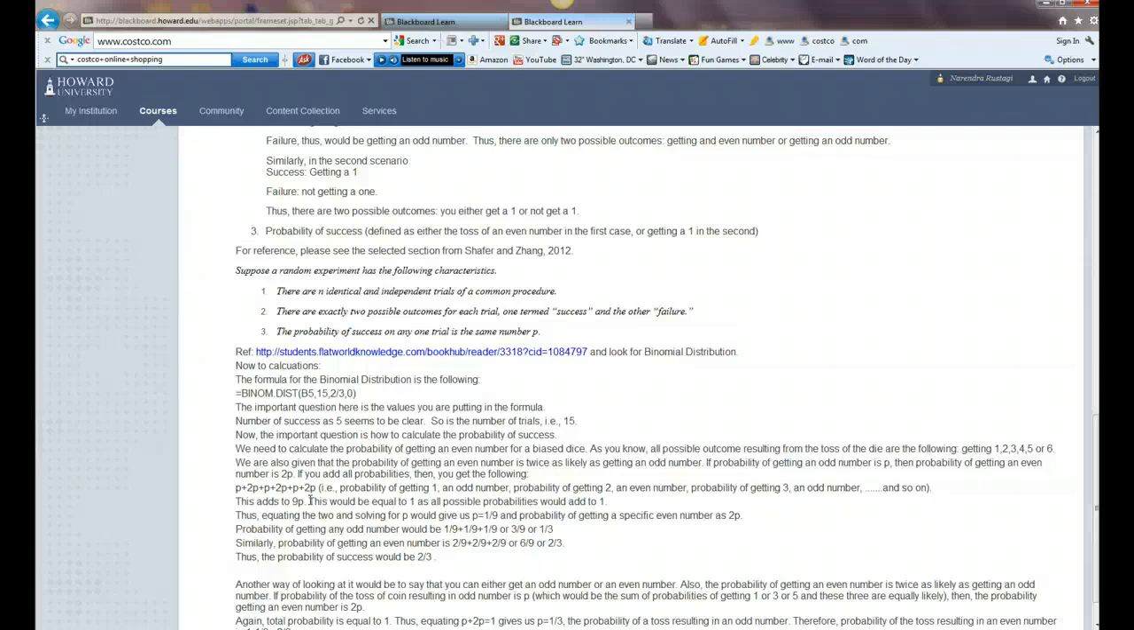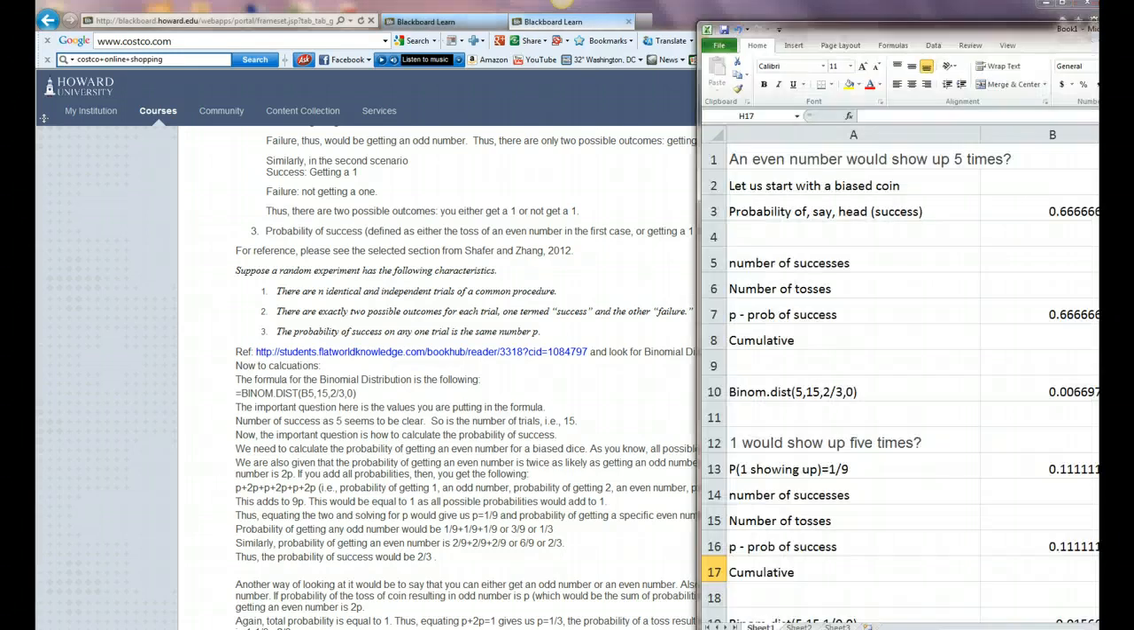So the probability of getting a 1 is 1/9, another 1/9 for getting a 3, and another 1/9 for getting a 5, and that would be 3/9 or 1/3. Similarly, the probability of getting an even number would be 2/3. So if you use these probabilities, how would you do the calculation? Let me go to the Excel spreadsheet.